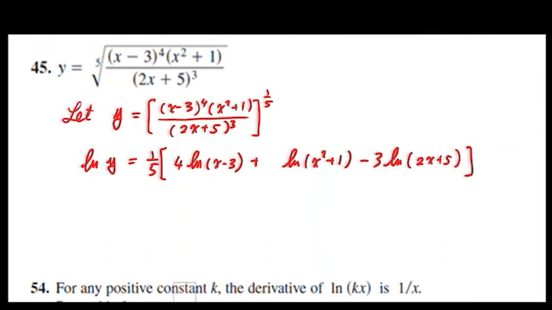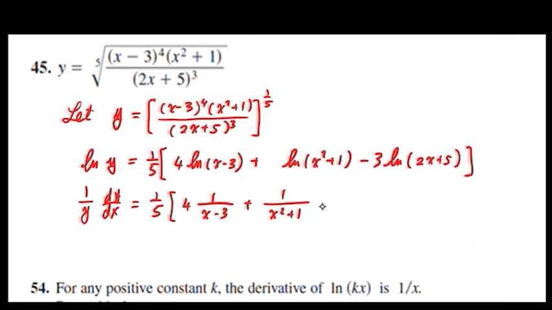Property of logarithms. Then we do implicit differentiation on both sides. So this thing becomes 1 over y, and the chain rule. Remember the chain rule? And the other side becomes 1/5 of 4 times 1 over x minus 3 plus 1 over x squared plus 1, and find my mistake.